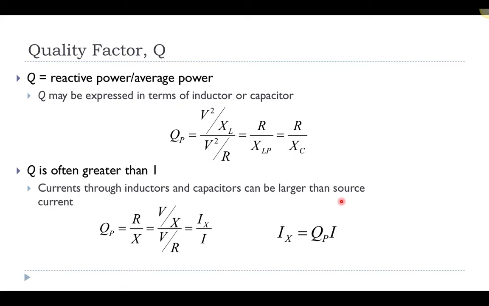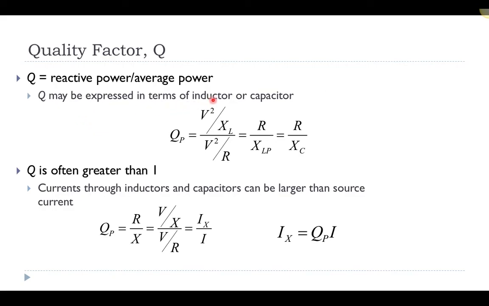We can also talk about the quality factor for a parallel resonant circuit. The quality factor is just the reactive power over the average power. So remember, reactive power is the power from either one of the components, the capacitor or the inductor. It's not both, because combined together the total is actually 0. The quality factor is just taking one of those reactive powers and dividing by the actual average power from the resistor.